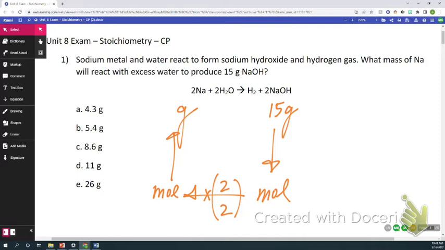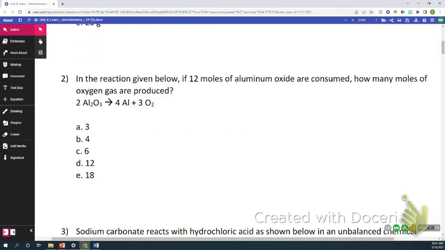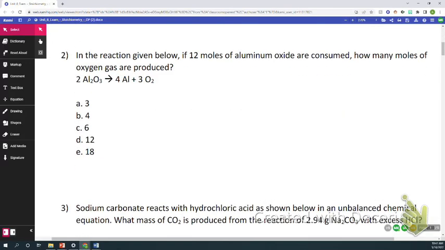All right. Let's move on to number 2. They give you this reaction, and they say if 12 moles of aluminum hydroxide is consumed, how many moles of oxygen gas is produced?